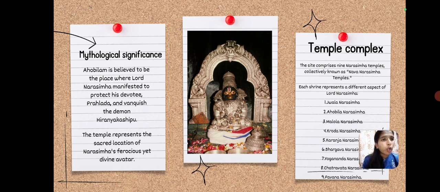The temple complex. Here the temple is divided into Upper Ahobilam and Lower Ahobilam. This image belongs to Upper Ahobilam. After Upper Ahobilam, you have the nine Navanarasimha Swamis, where people usually go trekking to visit all the nine avatars and take the blessings of the god. Here is the list of the nine names of those avatars.